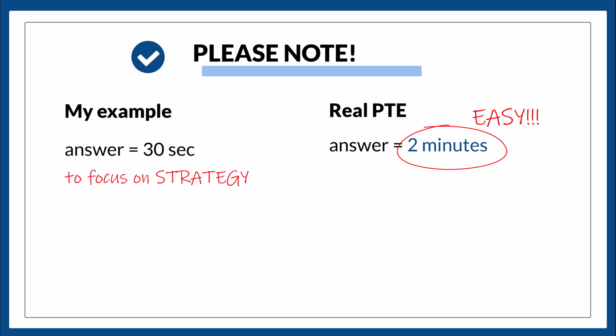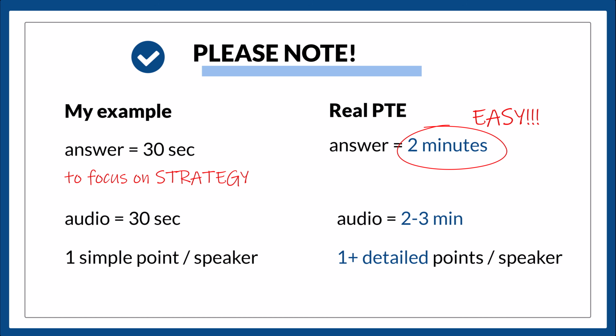In the real PTE Summarize Group Discussion, the audio is longer. Each speaker usually gives more detail. Sometimes they give 2 or 3 points each. So you'll have more to listen to and, of course, more to say. That strategy will get you over 65 points if you use it properly. But if you're already able to use that strategy well, you can aim for a higher score. Here are 3 tips for how to do that.